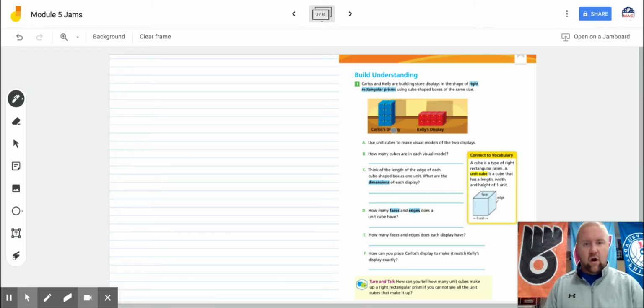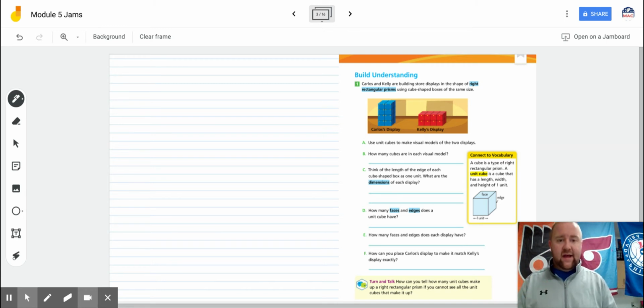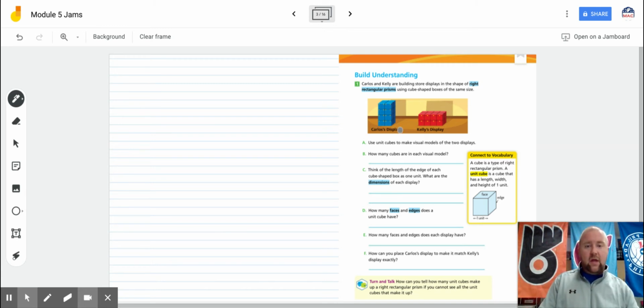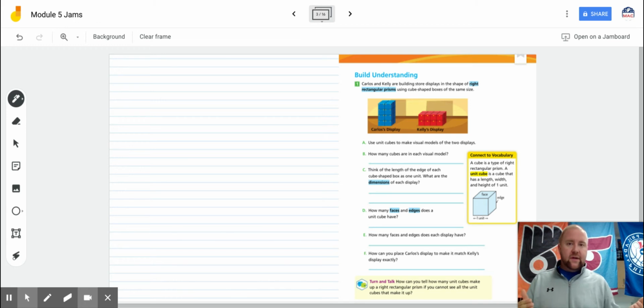So it looks like there are 4 rows of 4, whereas Kelly has 1, 2, 3, 4, and then there's a row behind it which has 4 more. So there's 8 on the bottom, and then the second row has 8 on top of it as well. So when we're talking about how many cubes are needed, both of them actually have the same amount. It's almost like we took Carlos's display and laid it flat on the ground to look like Kelly's. They may look a little bit different, right? But they still have the same amount of unit cubes to create their displays.